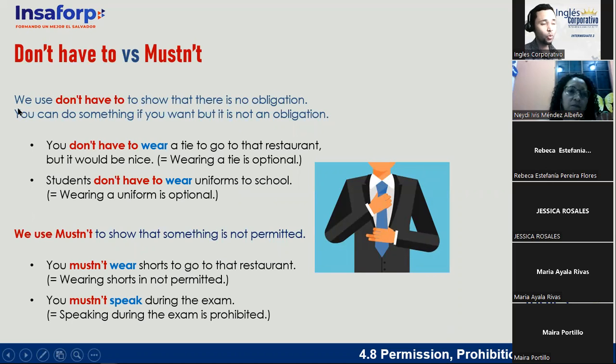Now look, we use don't have to show that there is no obligation. You can do something if you want, but it is not an obligation. If you want to do it, okay. If you don't want to do it, okay, no problem. And we have an example. Jessica, can you help me read the first example?